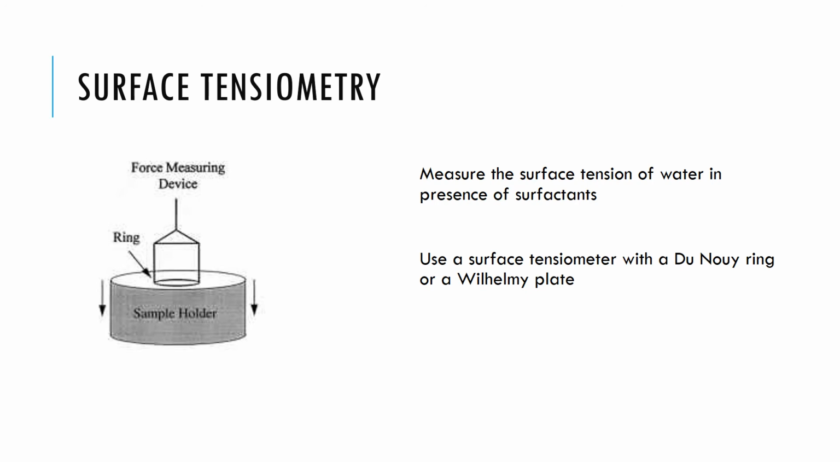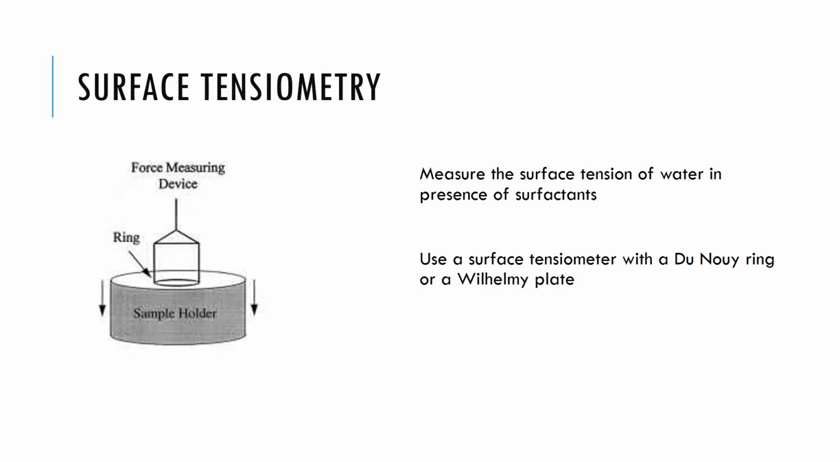Very simply then, surface tensiometry involves measuring the surface tension of water in the presence of your surfactants at increasing concentrations until you observe that plateau in surface tension. The concentration at which that plateau ensues is the critical micelle concentration.